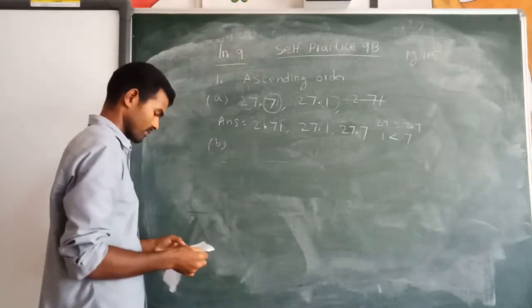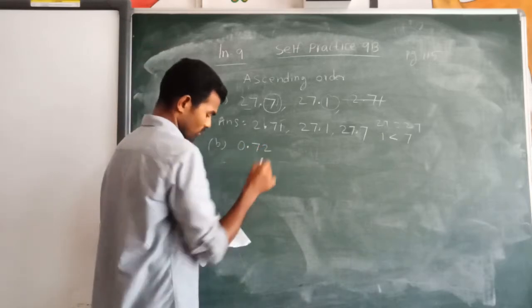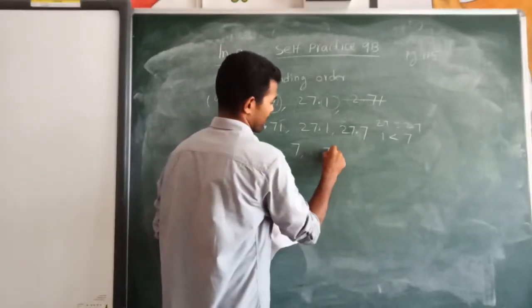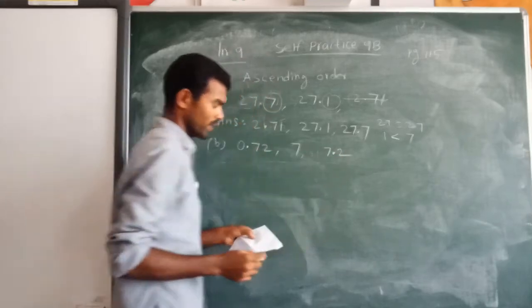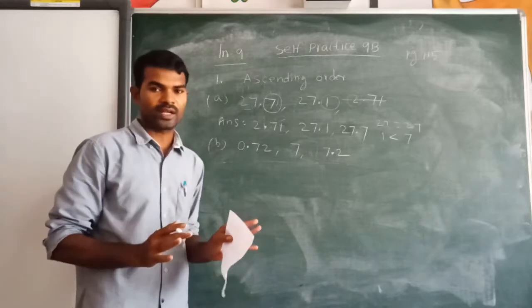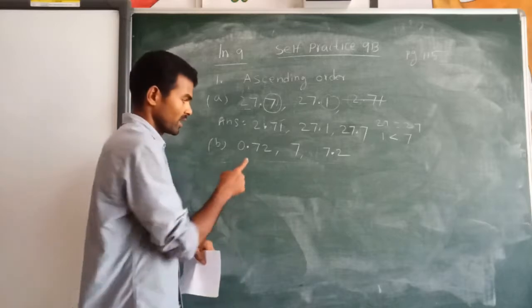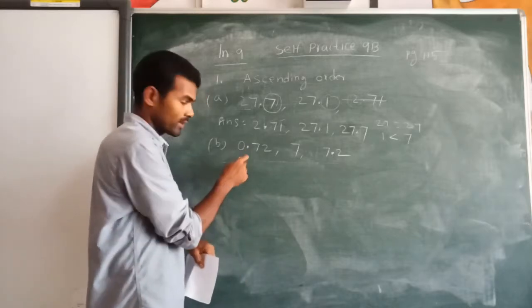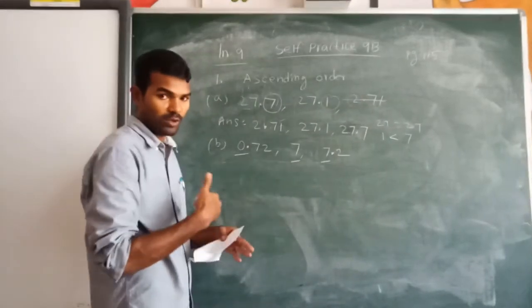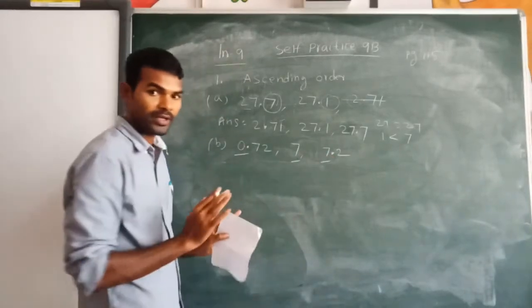Now children, for question B: 0.72, next 7, next 7.2. So here, we have to compare. First, let us compare the whole number part. Whole number part means, where the point is there, compare the left side number. Only the left side number you have to compare.